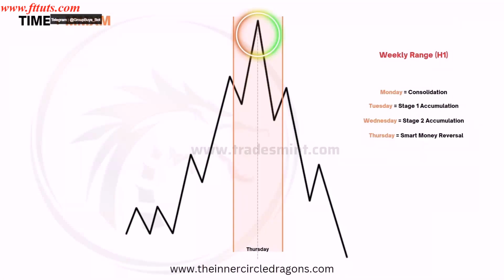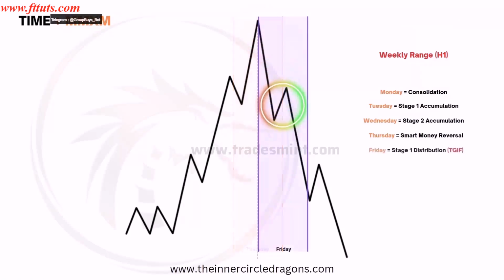On Thursday, typically, we can form the high of the week. Generally, it will happen during the New York session, and this is where we will experience our smart money reversal. The buy program for the market maker sell model will be complete. We will witness a change in state of delivery, and a sell program will commence. On Friday, we can see a retracement back up into the expansion leg created after the smart money reversal, and this is where we will typically have our first stage of distribution.